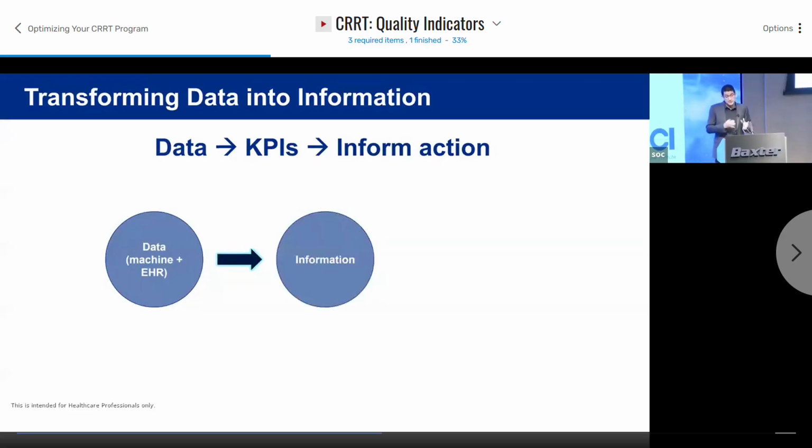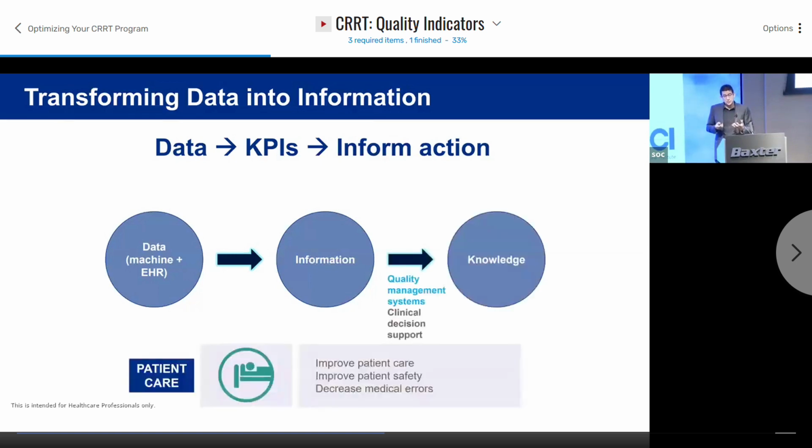Now, the data come from the device, the data come from the EHR. Primarily, we want to create this structure. And then the challenge is to convert this data into knowledge that can really fit these quality management systems with the ultimate goal to improve patient care.